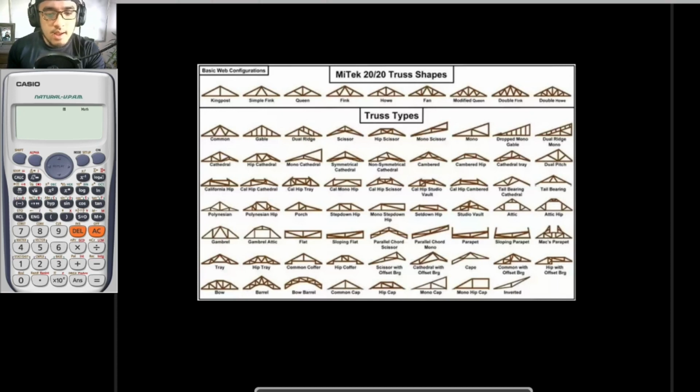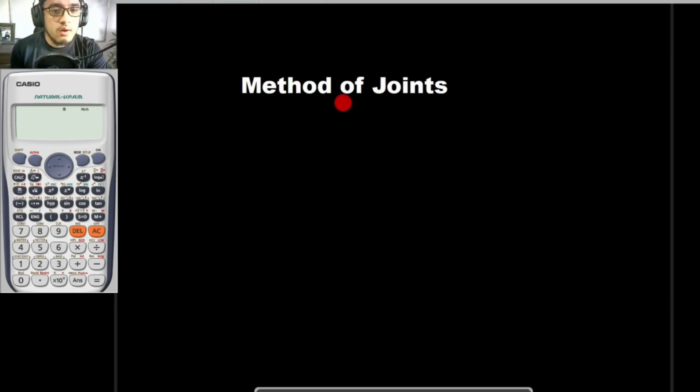This right here shows different types of trusses, may it be king post, queen, howe, fan, etc. But in our pre-recorded lecture right now, we are not concerned with the type of trusses. What we are concerned with is their individual bar forces. Once again, our topic in this pre-recorded lecture is the method of joints.